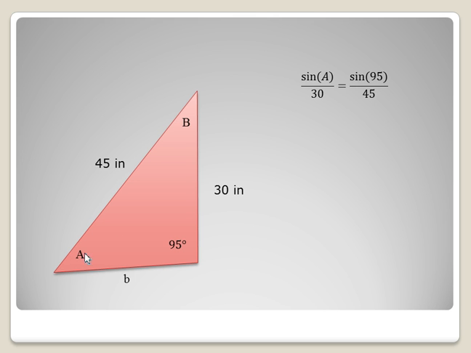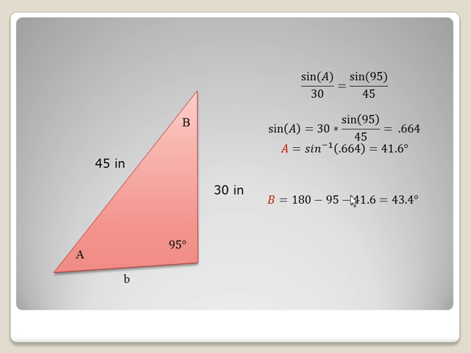sine of A over 30 equals sine of 95 over 45. So we just go ahead and simplify. Just multiply both sides by 30. Simplify this piece. Come up with sine of A equals 0.664. Take the inverse. A will be 41.6 degrees. Let's use our subtraction to find B. B will be 43.4 degrees.